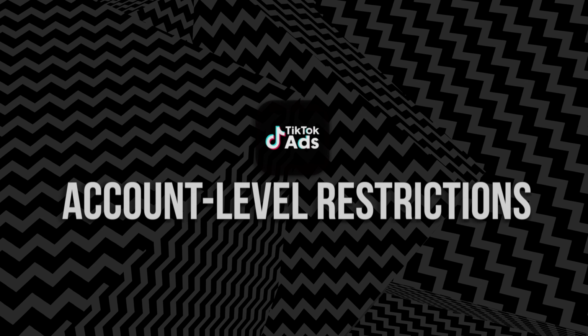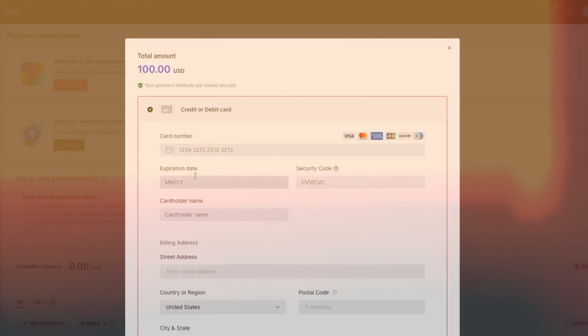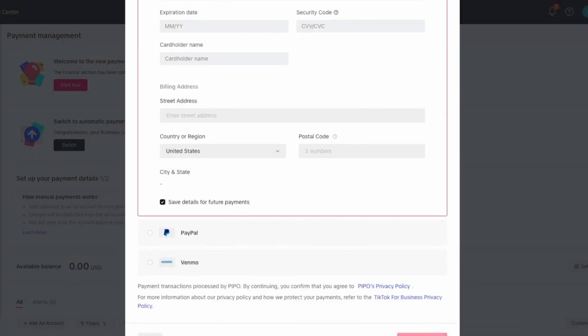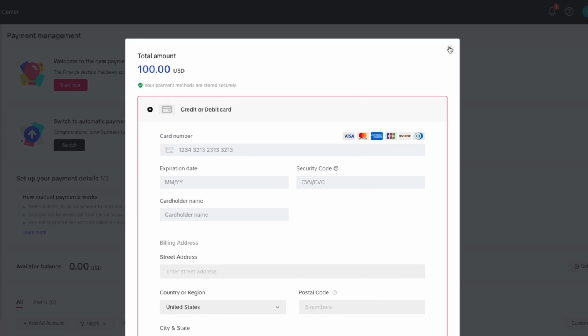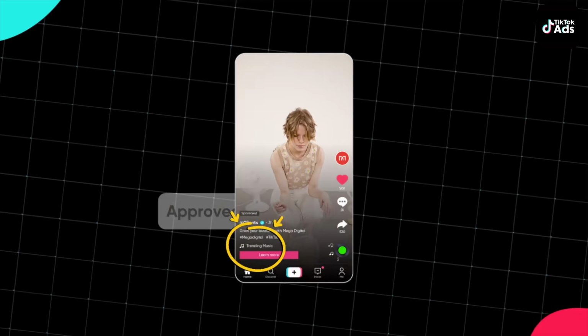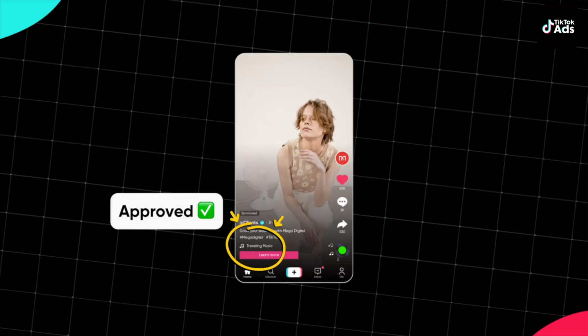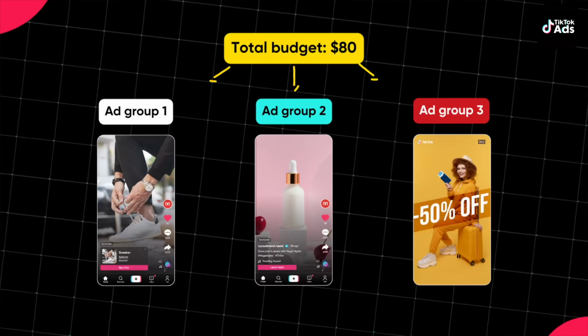Account level restrictions. Sometimes the issue isn't in your campaign, it's at the account level. Check if your account is under review, billing failed, or payment method declined. Even small billing issues can halt delivery. If ads are technically approved but recently edited, they may still be in review status behind the scenes. Wait for full approval confirmation before troubleshooting further.